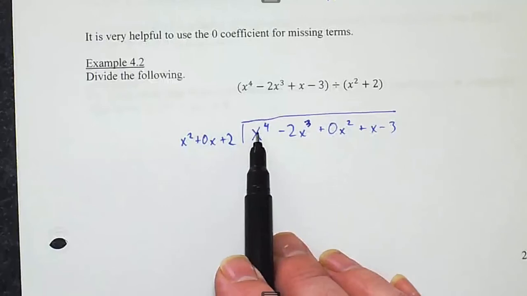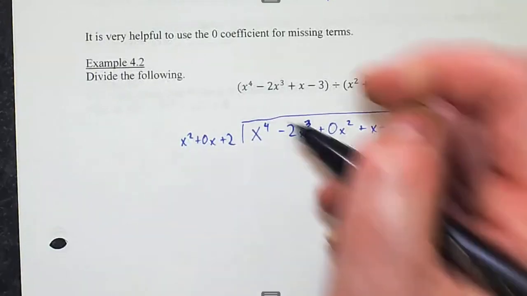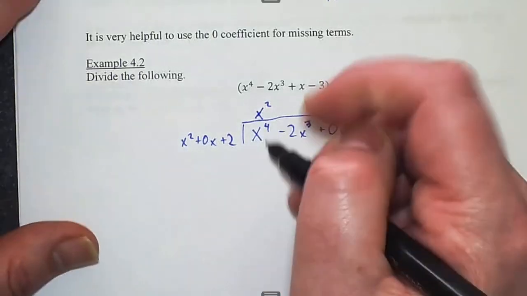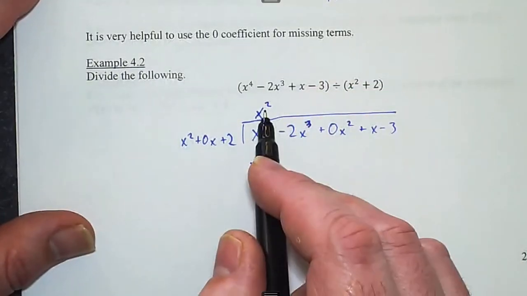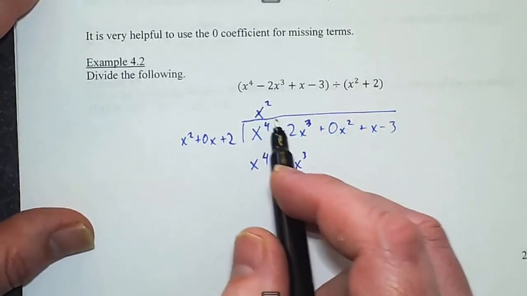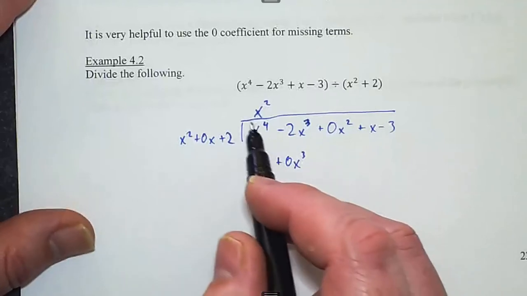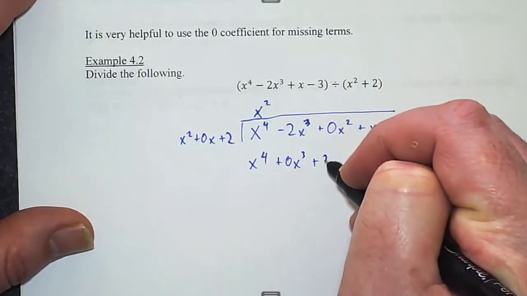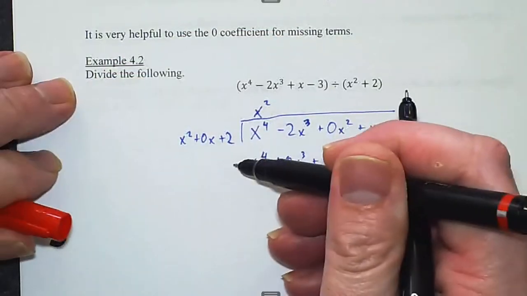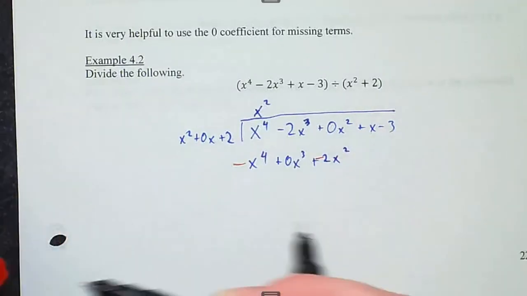All right, x to the fourth divided by x squared is x squared. When you divide with the same base, you subtract the powers. So 4 minus 2 is 2. Now, multiply. X squared times x squared is x to the fourth. X squared times 0x is 0x cubed. And I know that seems silly, but I like having that little placeholder there. And x squared times 2 is a plus 2x squared. But we need to change the signs. That one doesn't matter, but that one does.